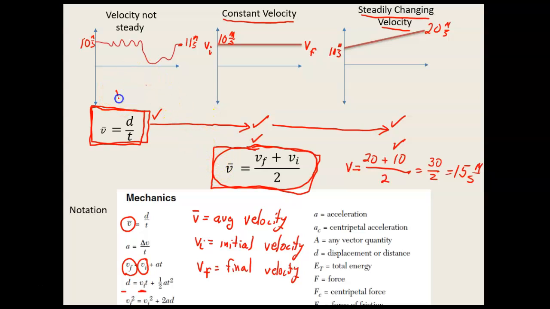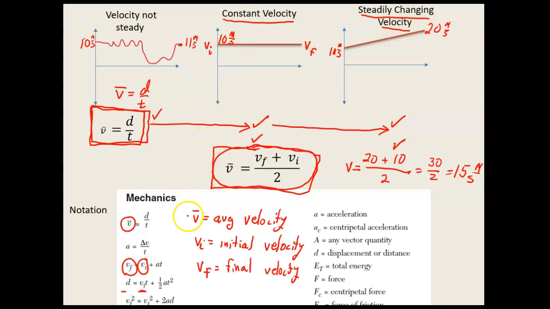This formula, average velocity equals distance over time or displacement over time, that's good for any situation. That's good for velocity changing all over the place. It's good for constant velocity, and it's good for steadily changing velocity, steadily increasing or steadily decreasing. If I'm going to say what's my average velocity, it's my ending velocity plus my initial velocity divided by 2. That only applies if I have a constant velocity situation or a steadily changing velocity.